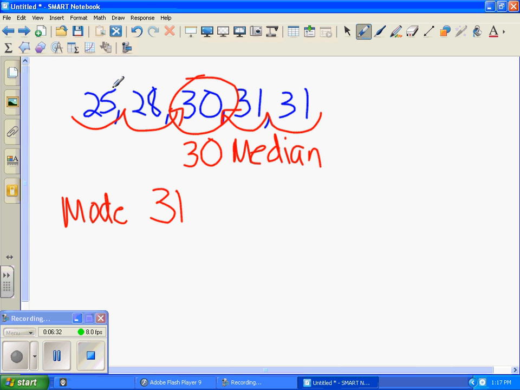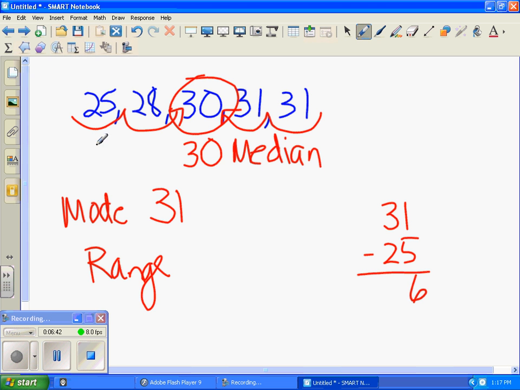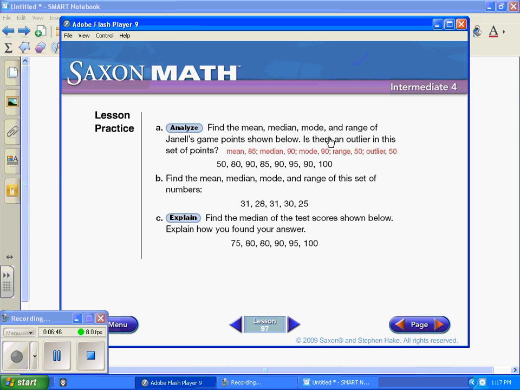And now the range from the least to the greatest. We do a subtraction problem. 31 minus 25, and we know that's 6. So we have a range from the lowest score to the highest score, a range of 6. So double check yourself, because we did lesson practice on paper.